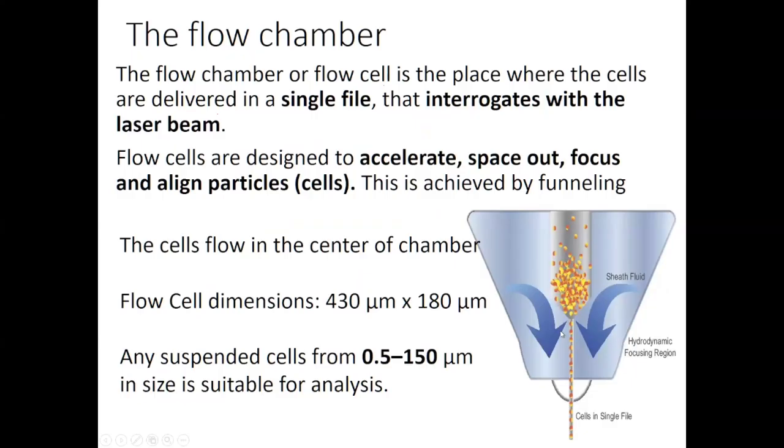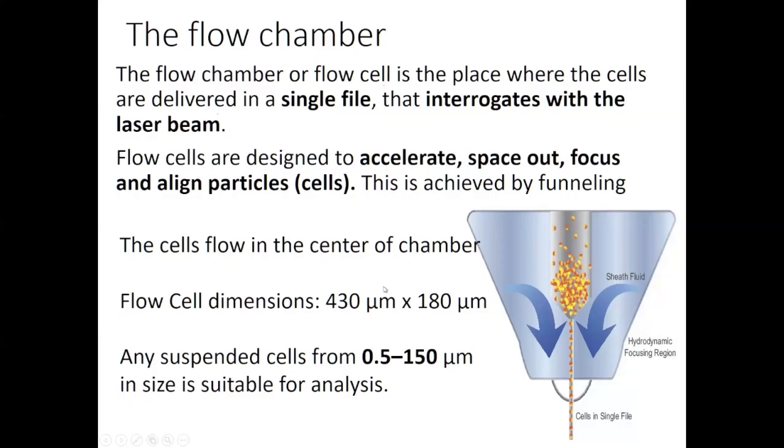Okay, right. So the flow cells are designed to accelerate, space out, focus and align particles or cells, and this is achieved by funneling. And you need to remember the flow cell dimension of your instrument. That is important. Why? For example, I want to study a large human oocyte, which may be the biggest cell. I need to check whether that oocyte can go inside the flow cell. If it is too big, it may not be able to go inside the flow cell, right? And you may not be able to study it.